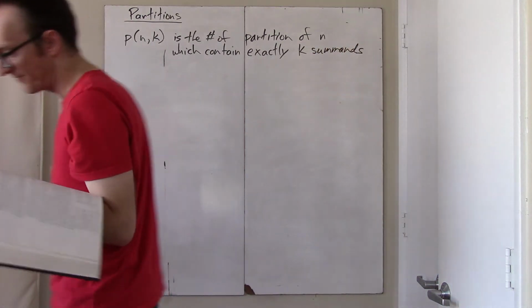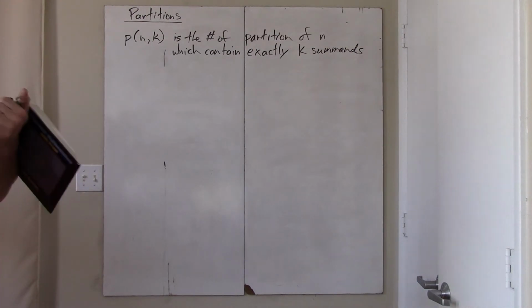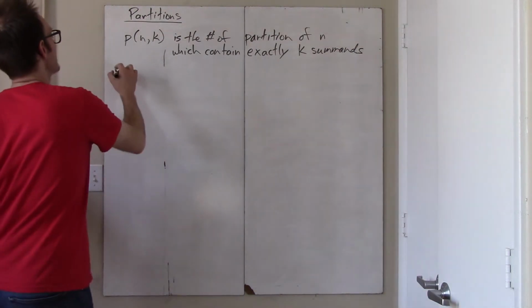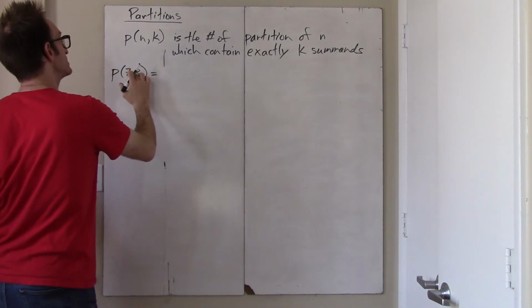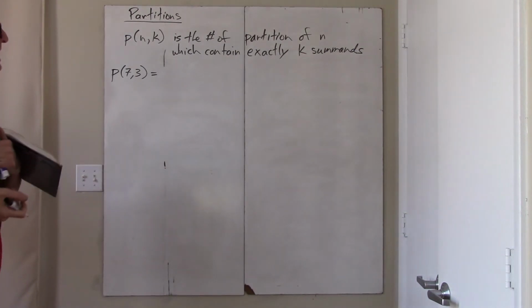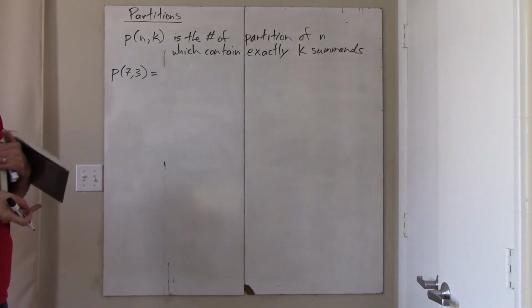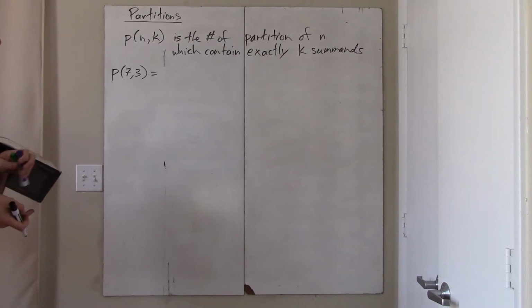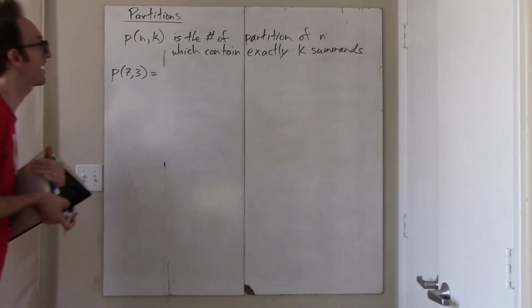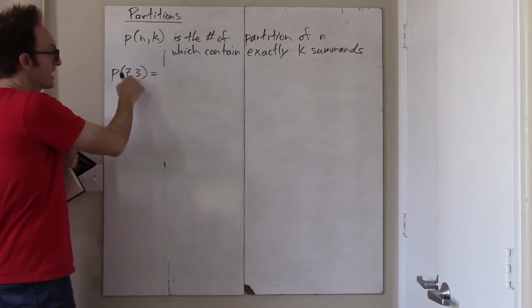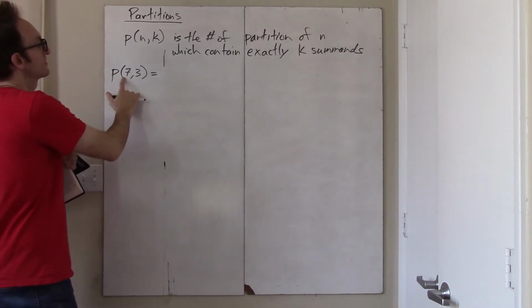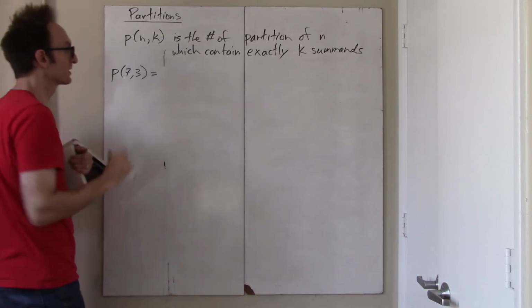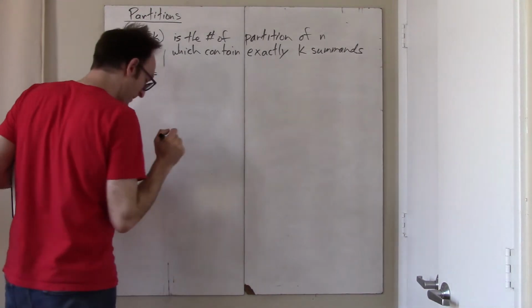Let's do P(7,3) or something like that. What's P(7,3)? Well, we're considering the partitions of 7, but only those for which there are 3 numbers. In other words, if we're dividing up 7 puppies into piles, we're counting not the number of ways to divide the 7 puppies into piles, but the number of ways to divide them into 3 piles. This is assuming the puppies all look exactly the same.